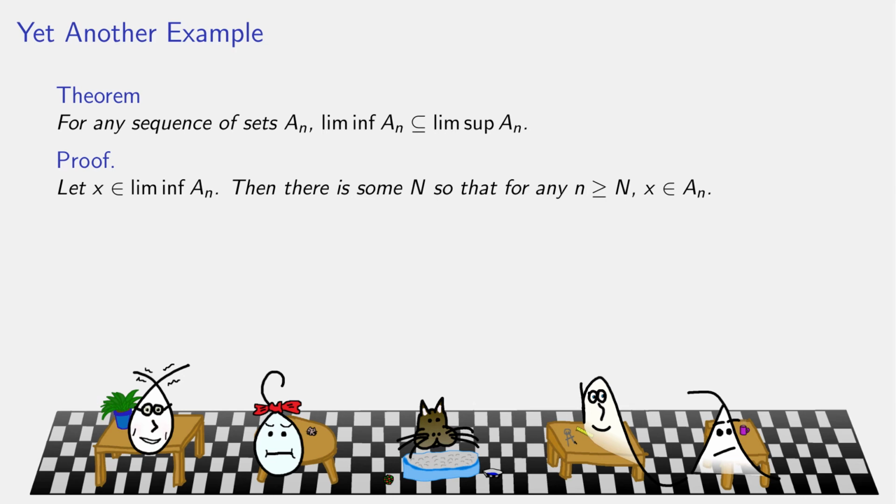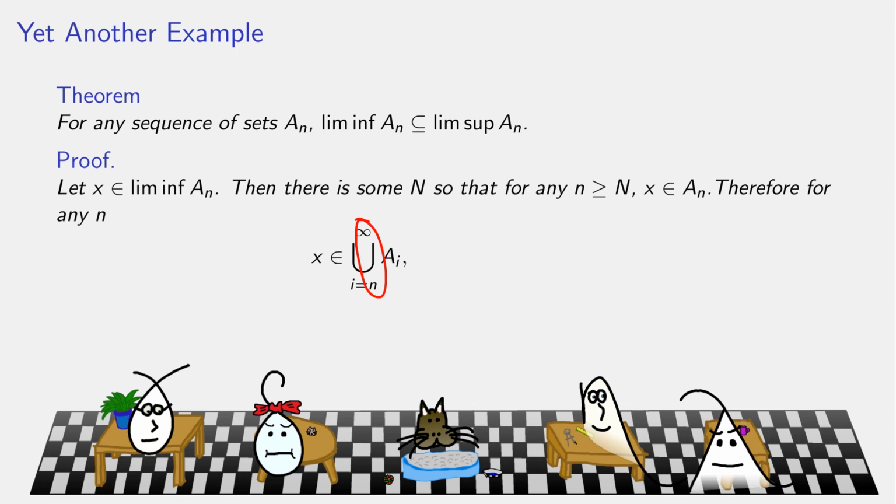If I'm in the liminf, there is a capital N past which x belongs to every A sub n. But therefore, it's in any single one of these unions because past this index, it's in all of them. Okay, so it's definitely in that union. Therefore, it belongs to the intersection of all these unions because it's in every single one of them. So it is in the limsup.